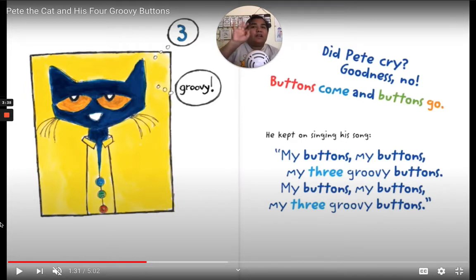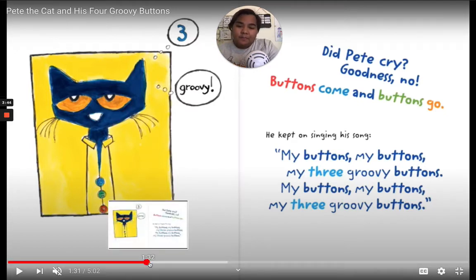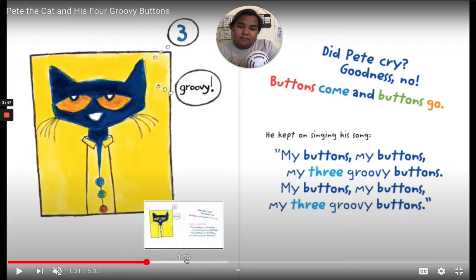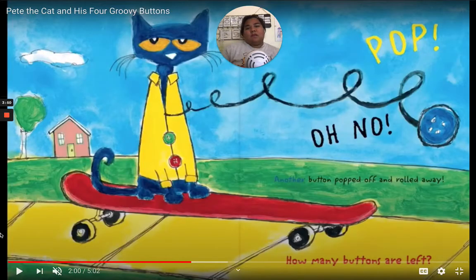So he had 4, he lost 1, and he just kept singing his song about his groovy buttons. Let's find out what happens next. Alright, what do you notice about this picture? He's standing on a skateboard, and he's on the sidewalk, and oh my goodness, what do you notice about his button? Another one popped off, right? Pop! Oh no! Another button popped off and rode away.